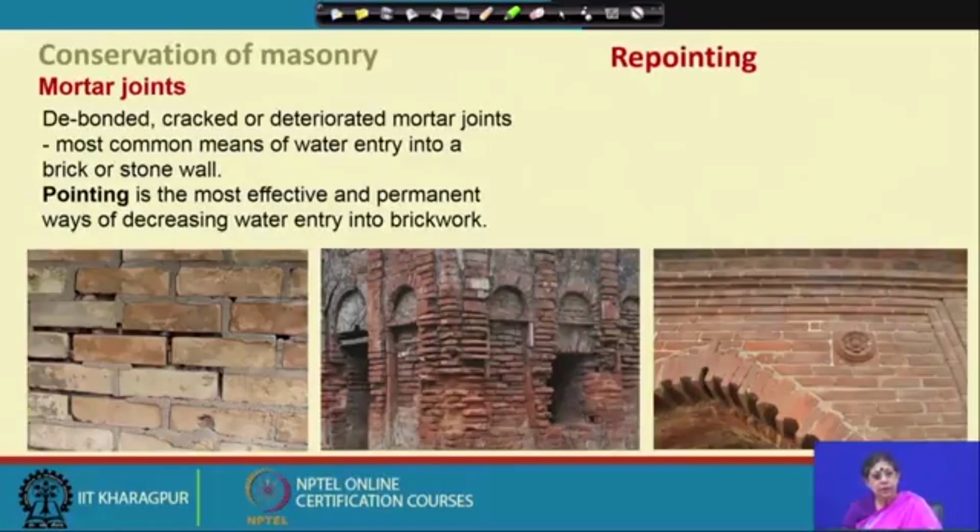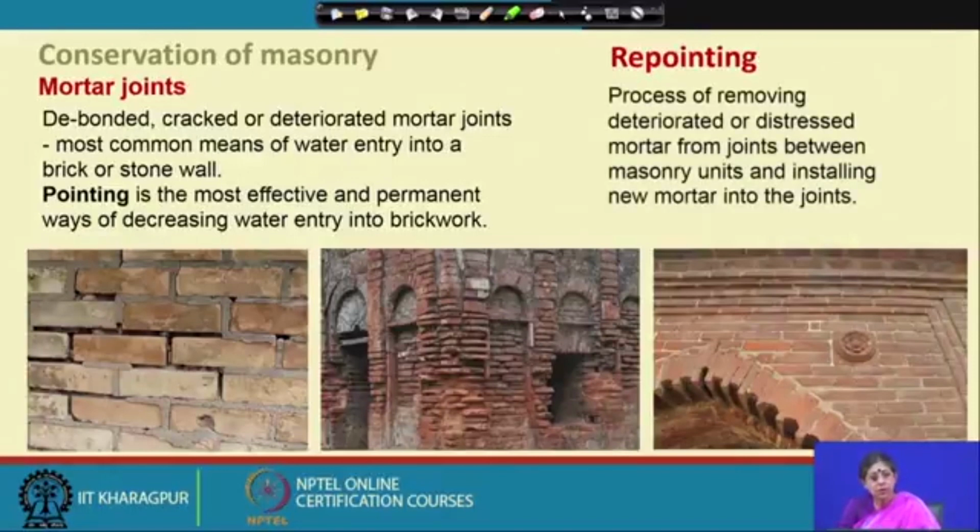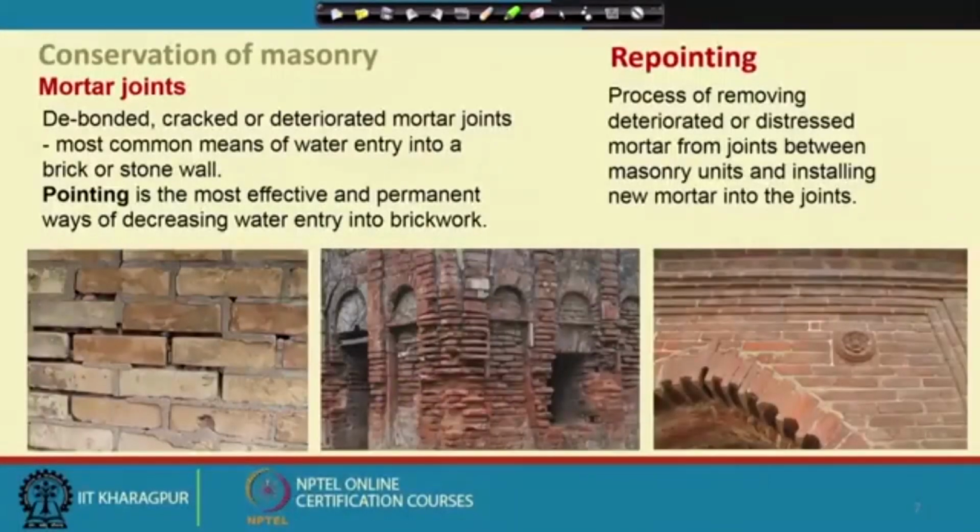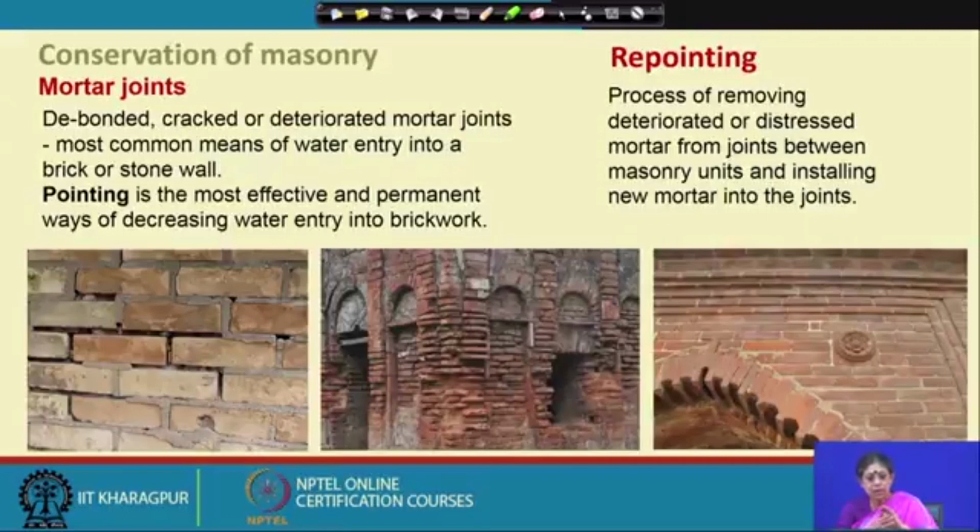So what is repointing? As I say, this is the most important part of maintenance and repair: how it is done, and what type of material has to be used for repointing. It is a process of removing the deteriorated or distressed mortar. First it has to be taken out, there are techniques for doing that, the cleaning and other things, and only then the repointing has to be done. The deteriorated or distressed mortar has to be removed from the joints between the masonry units and new mortar installed into the joints. There are different techniques for that, and skill is required.